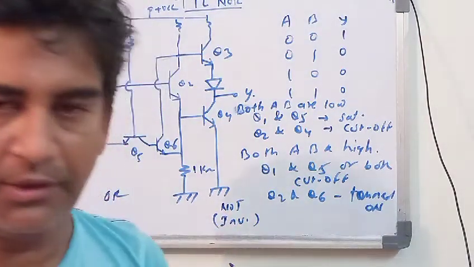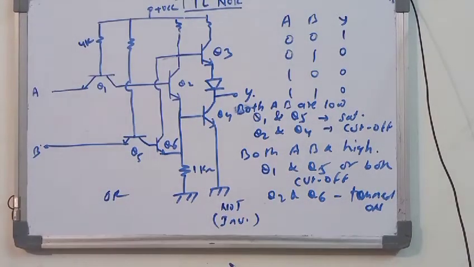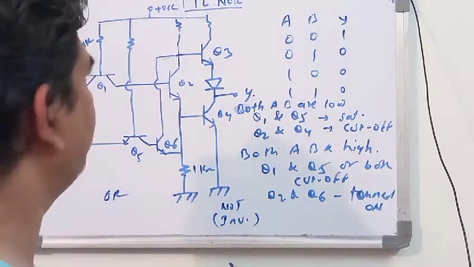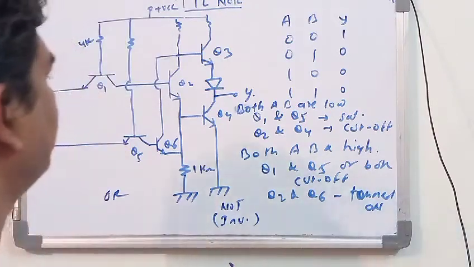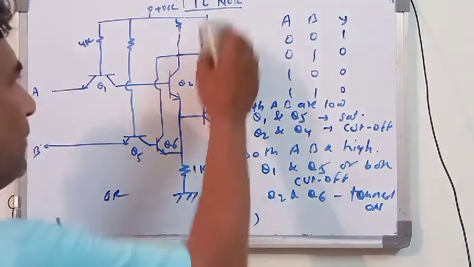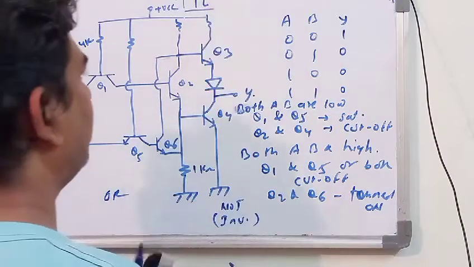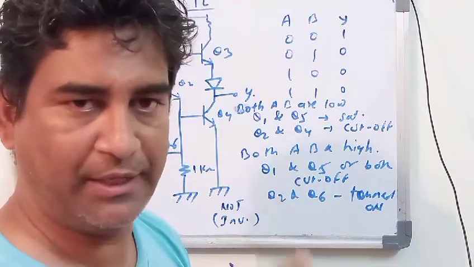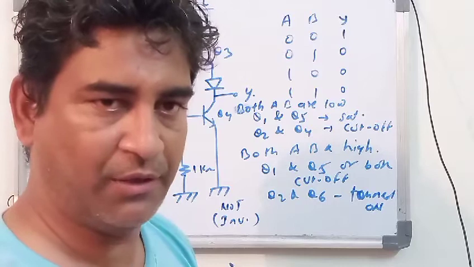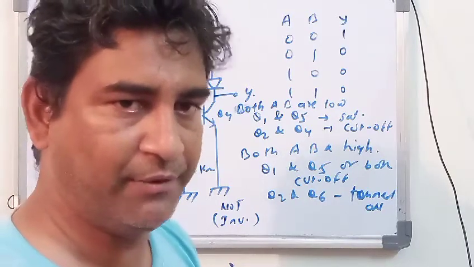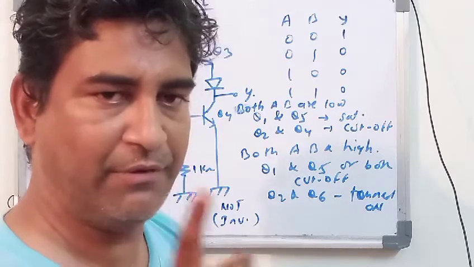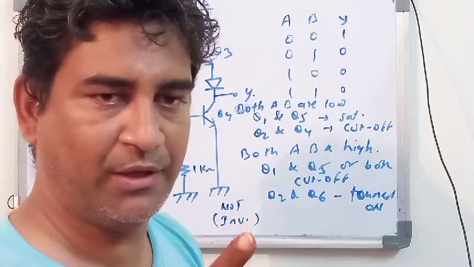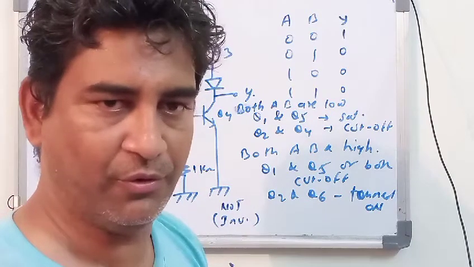Now the next topic, that is a TTL inverter. First we have seen the TTL NAND gate, we have seen the TTL NOR gate. Now the third one is the TTL inverter. An inverter is nothing but whenever you give the input low, the output will be high. When you give the input high, the output will be low.